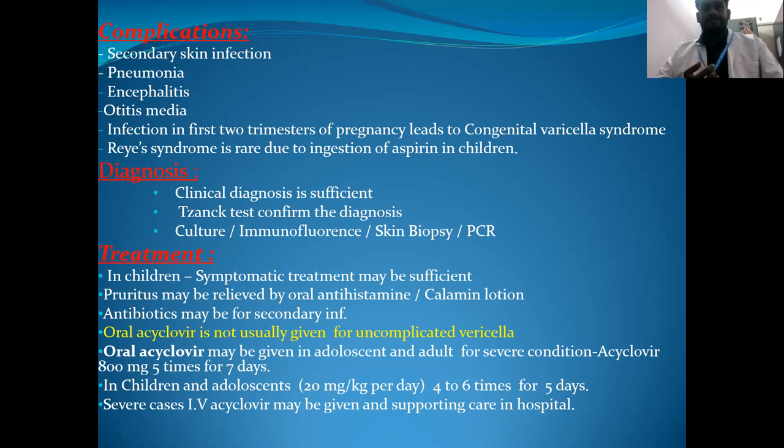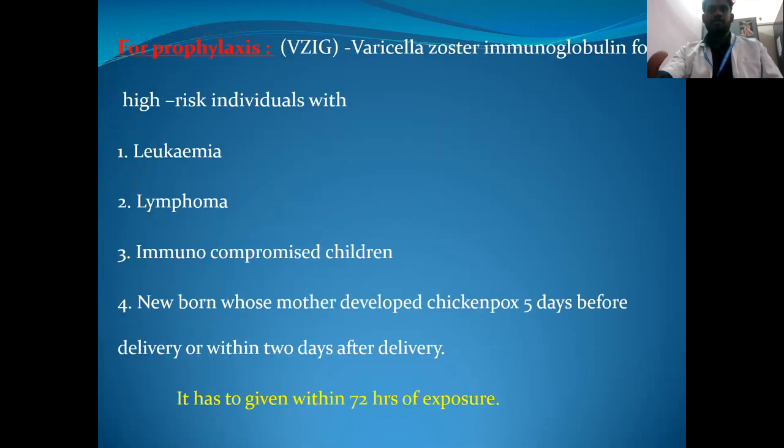So in adults and adolescents more than 12 years of age, we have to give acyclovir at a dose of 800 mg 5 times a day for 7 days. In children, 20 mg per kg per day can be given 4 to 6 times per day for 5 days. In severe cases, IV acyclovir may be given, and supporting care should be done in hospital after admitting the patient.